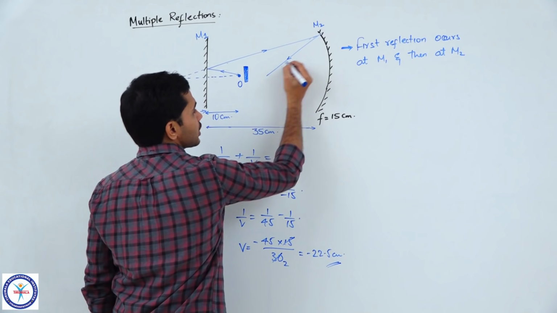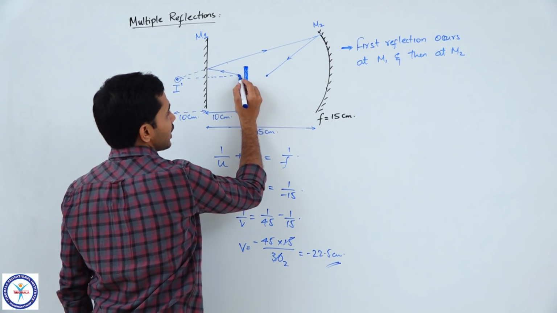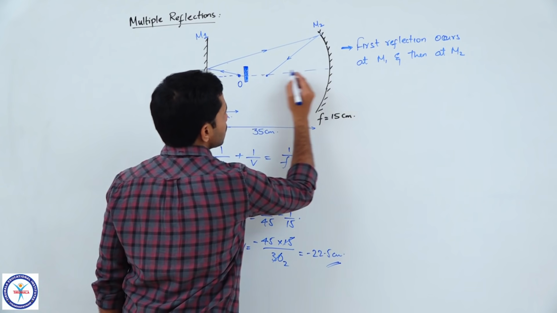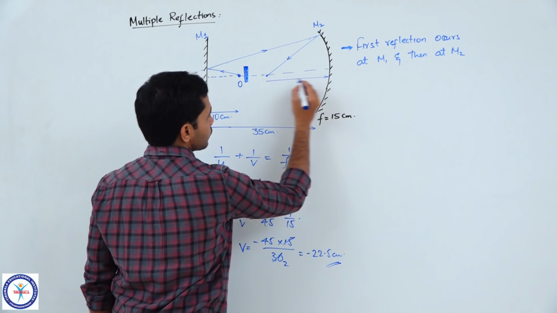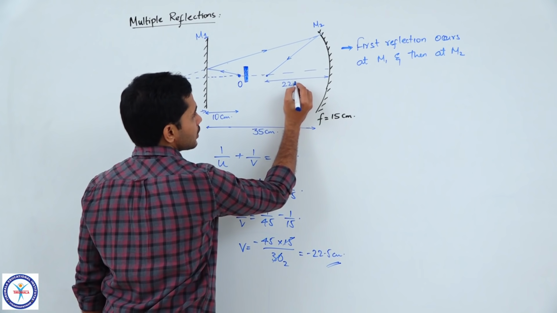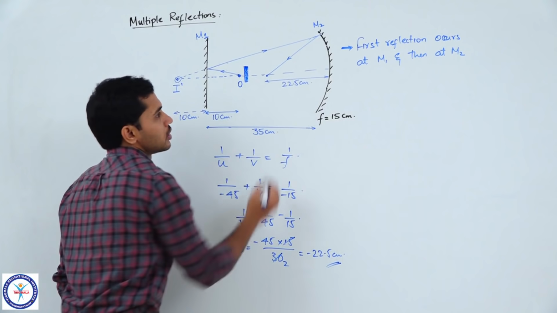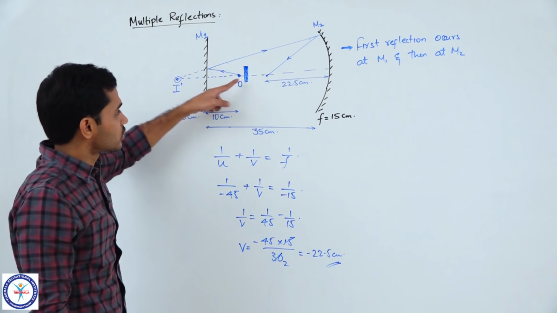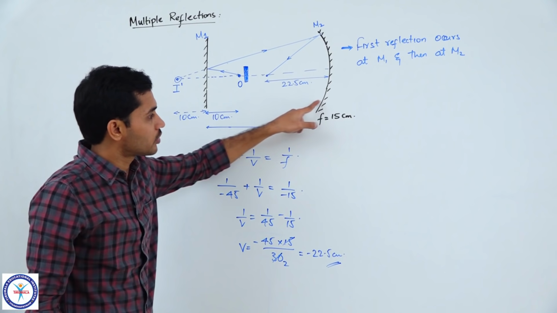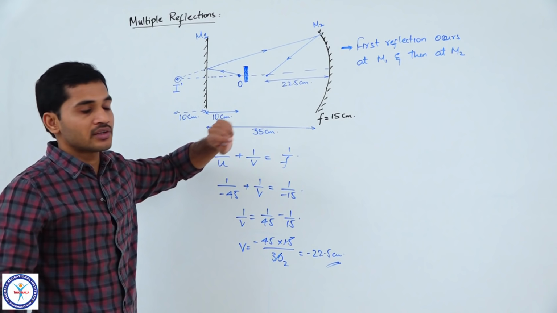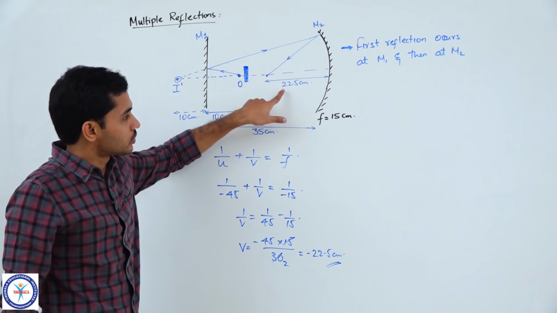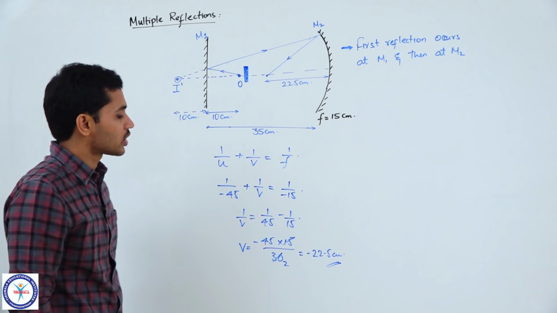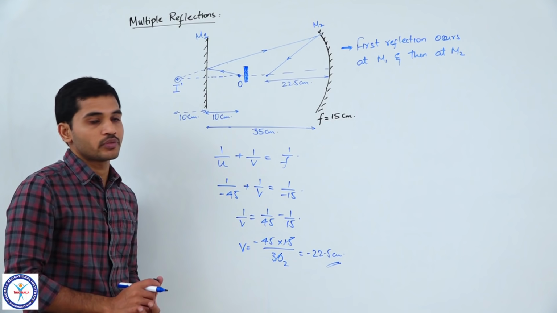So, we will reach this particular position, where the final image will be formed, and this will be at a distance of 22.5 centimeters. Do not think how do I know this. I can take one more similar light ray from here, do the same thing, and it gets converged at this particular position. So, 22.5 centimeters is where the final image is formed.